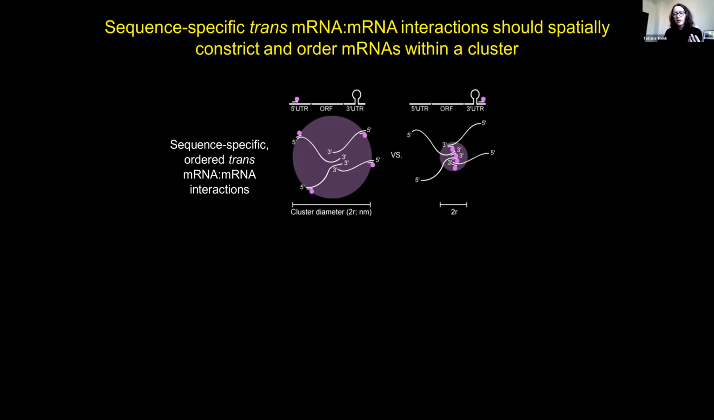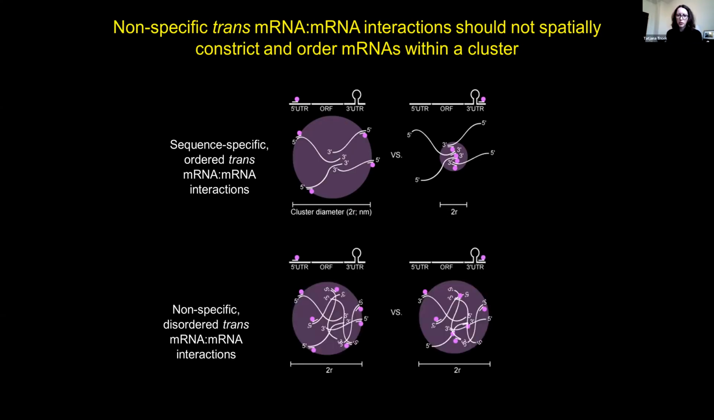And finally, if regardless of where we put the probe, 5' UTR, 3' UTR or middle, we detect more or less the same radius of the RNA cluster, then this configuration is going to indicate to us that this RNA in vivo is engaged in non-specific, disordered trans-RNA-RNA interactions.